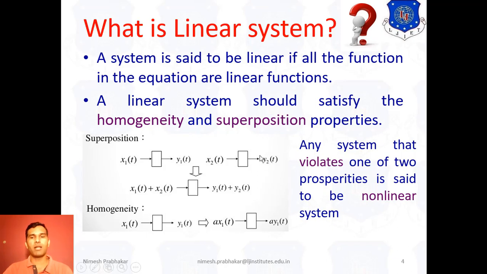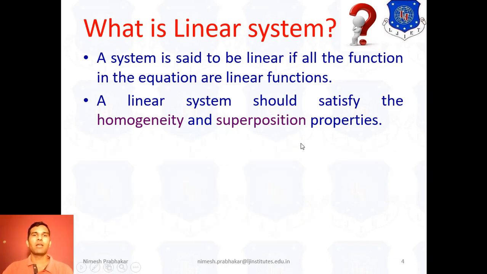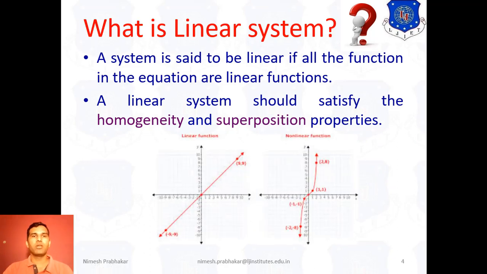Okay. Now for better understanding, we will take one example as a graph. In the graph, the left hand side represents the linear system or linear function graph, and the right hand side indicates the nonlinear system graph. See here, the input and output follow a linear relationship, but here input and output do not follow a linear relationship, they follow some other type of relationship. Here, see, input and output follow the linear relationship.